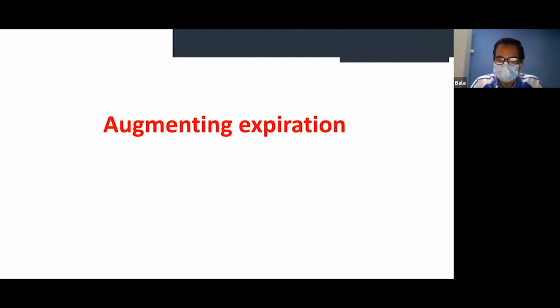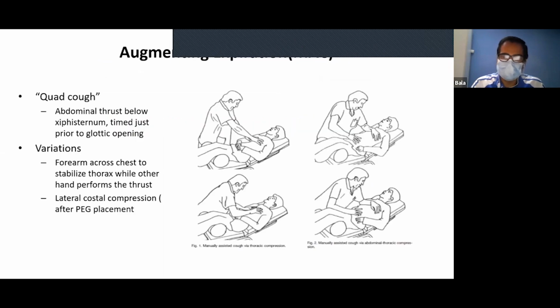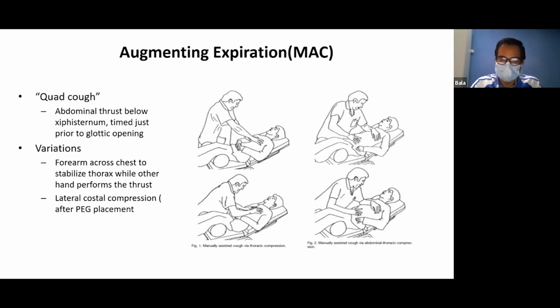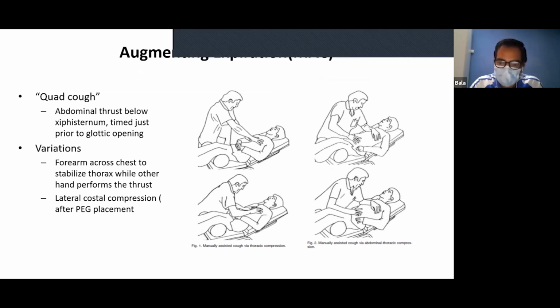Okay, I'm just going to continue. So that's about LVR. And I'm just going to go to the next one, which is assisting expiration. So for assisting expiration, we all use the manually assisted cough. There are different ways to do this. Either you can use your chest wall, or you can use your abdomen as well as your chest wall. So there are some variations according to the patients.